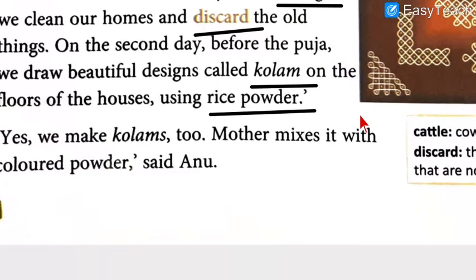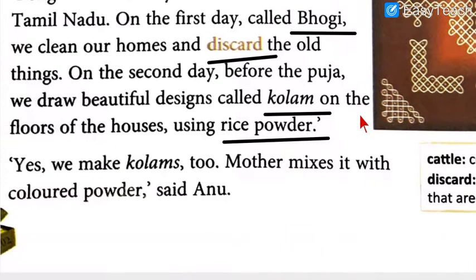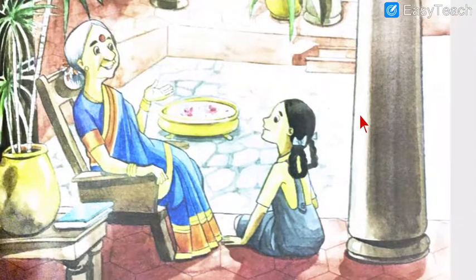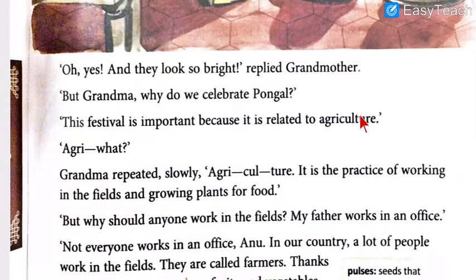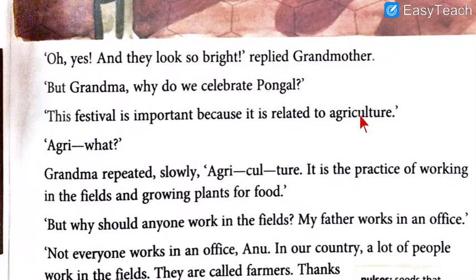I hope you have written it. "Yes, we make kolams too. Mother mixes it with colored powder," said Anu. Let us move towards the next page. I hope, students, you have noted down the hard words given on the previous page. Please pay careful attention here so that you can underline the hard words in this page too.